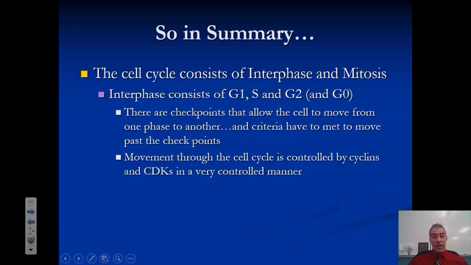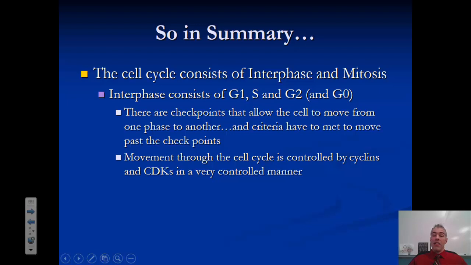So in summary, the cell cycle consists of interphase and mitosis. Interphase consists of G1, S, and G2, as well as G0, which is that complete going out of the cell cycle phase. There are checkpoints that will allow the cell to move from one phase to another. And remember, you have to meet certain criteria.